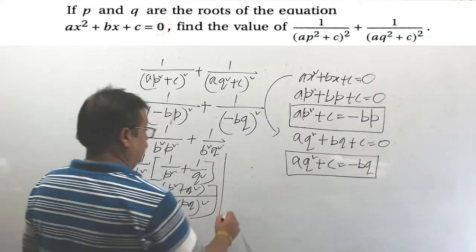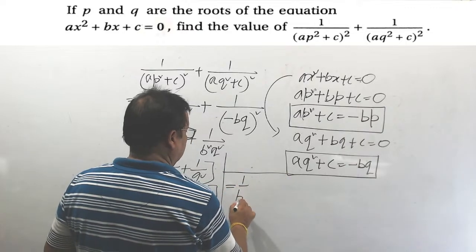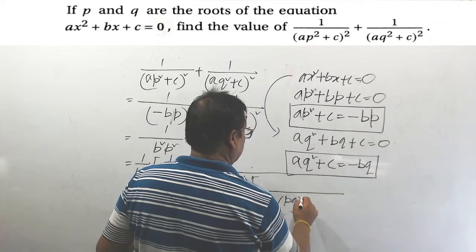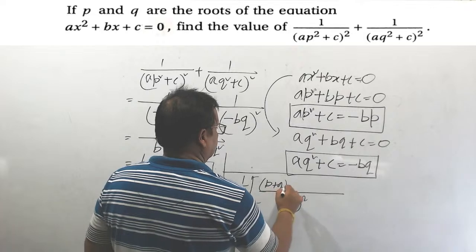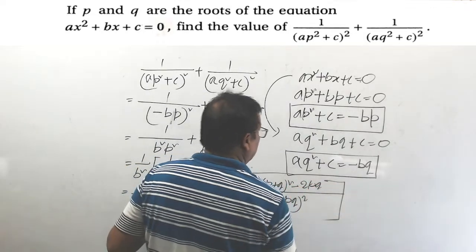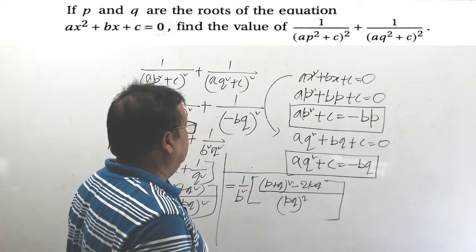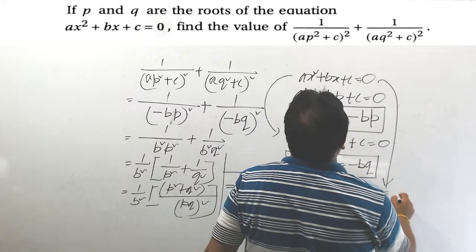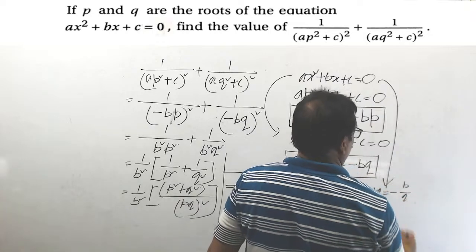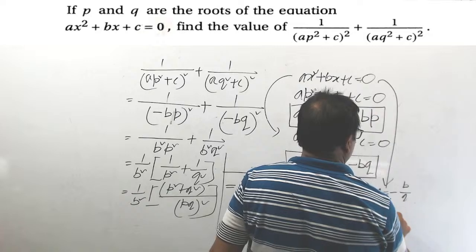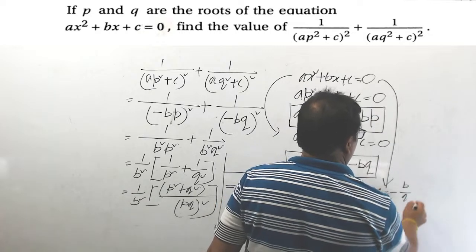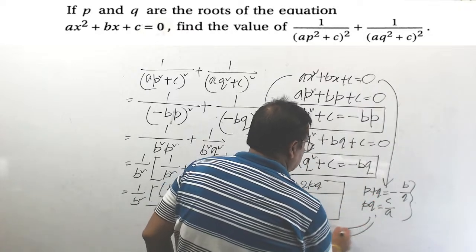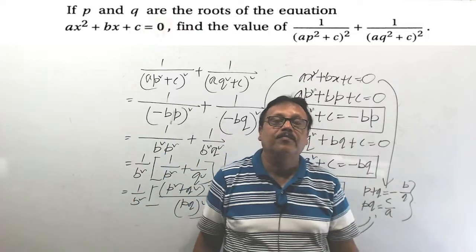Again, a square plus b square, that is, this is equal to 1 by b square times P plus Q whole square minus 2PQ over PQ whole square. From this equation, first you have to find one thing. What to find? P plus Q is equal to what? Minus b by a. And P into Q is equal to what? C by a. Understood? And you will put here P plus Q and PQ. From here you will put the values and simplify, and you will get the answer. You will complete this one.